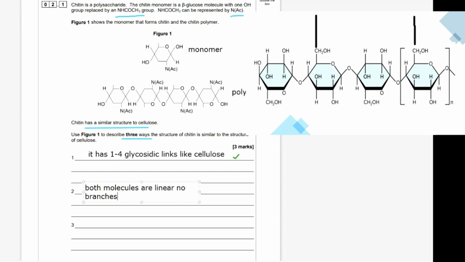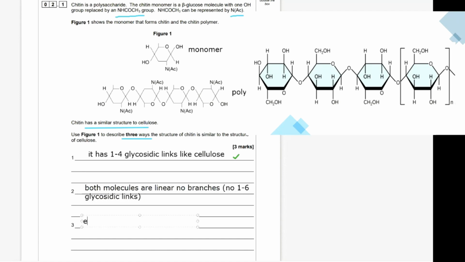Now, both these molecules, both the cellulose in the picture and the chitin, have no branches coming off of the 6th carbon, so no 1 to 6 glycosidic links or no branches. They're both linear molecules. And every other molecule is reversed 180 degrees. And an additional point, both are made of beta glucose.